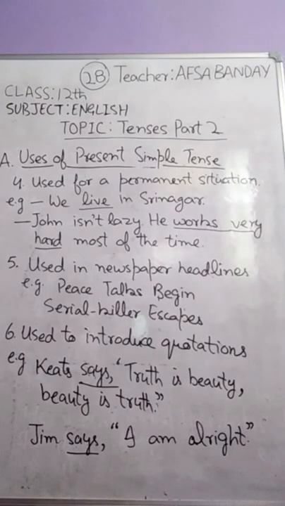Number four, present simple is used for a permanent situation. For example, we say we live in Srinagar, and if we refer to something where we have changed our residence for the time being, we can say we are living in Delhi. But permanent is our hometown is Srinagar, so we say we live in Srinagar.